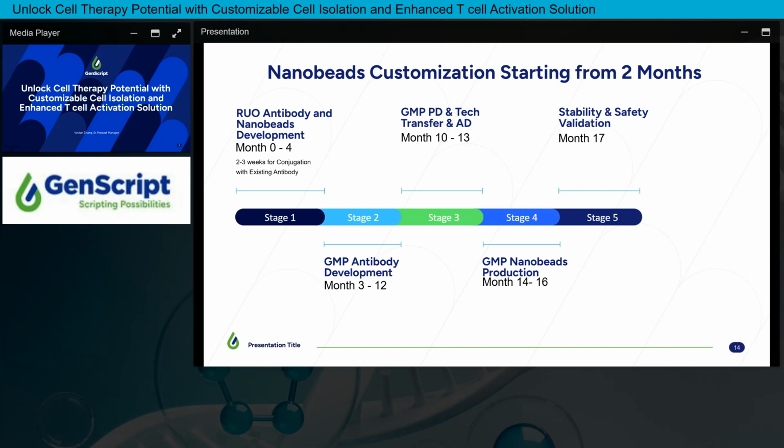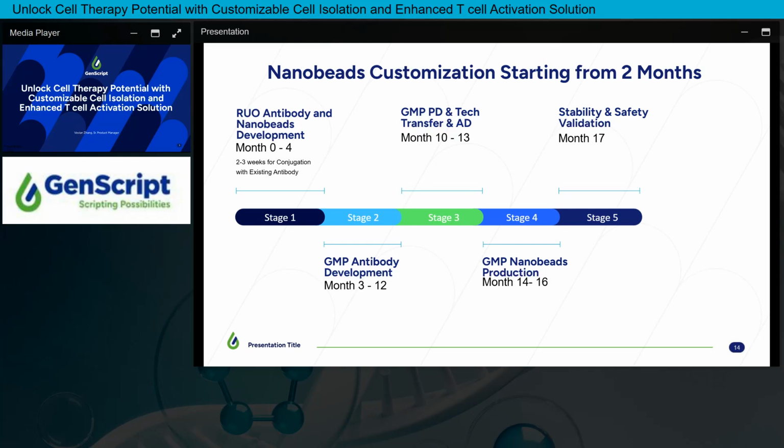So here is a quick timeline for the customization service. Depending on the starting material, the timeline will be different. But the fastest is that we can conjugate the beads within 2 months. If you start from the RUO grade, it typically takes up to 4 months to develop the RUO antibody and the nanobeads conjugation as well.